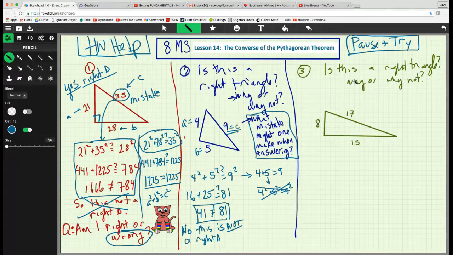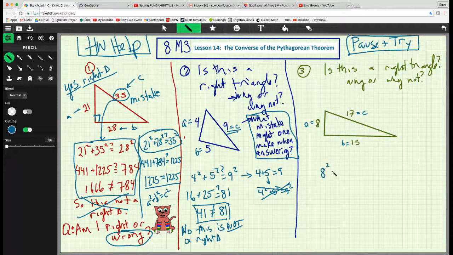Okay. Now the final question is: is this a right triangle, why or why not? We're just going to go through the calculation. This is an easy one. It's not trying to trick you. It's giving you the opportunity to answer. And so we're going to put our A here, and our B here, and our C here, and we're going to run our calculation.